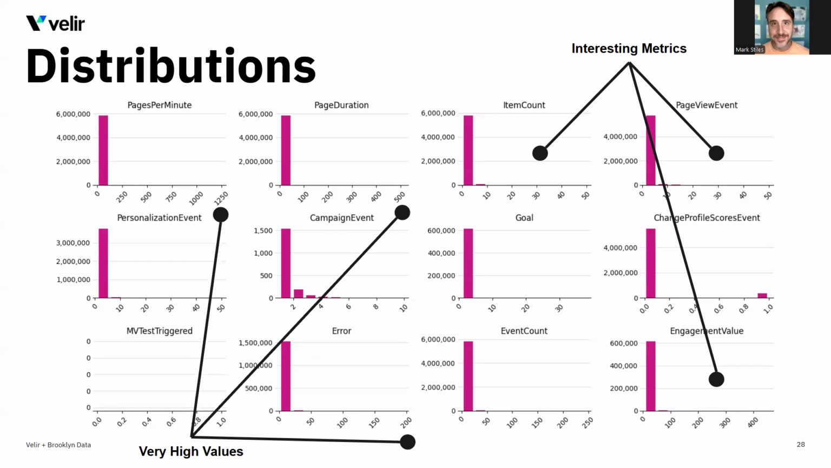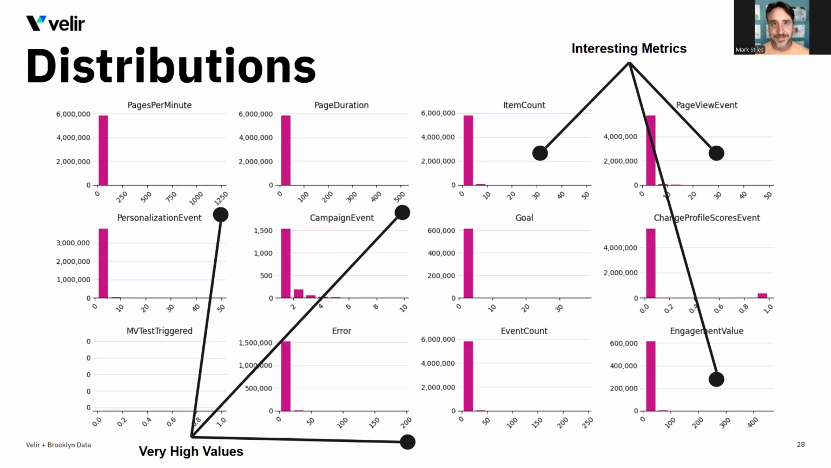And so pages per minute, right? There's 1,250 pages per minute. How does that make any sense? That's incredibly fast. Clicking immediately makes me go, uh-oh. Maybe there's some bots. Let's go take a look at that. Page duration at 500. That's really interesting. That means that there are people or potentially bots that stay for a very long time. And we want to know which it is.